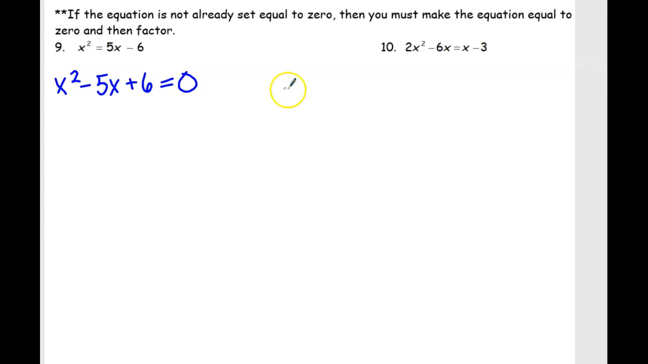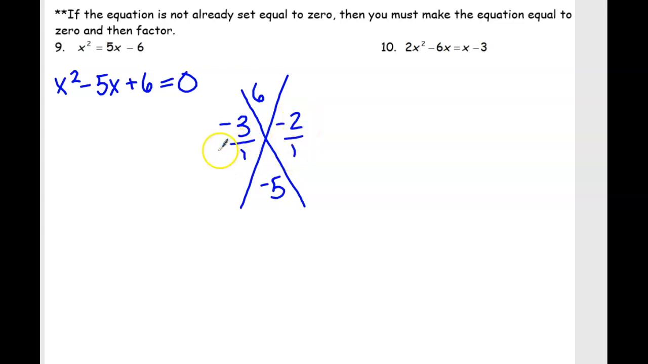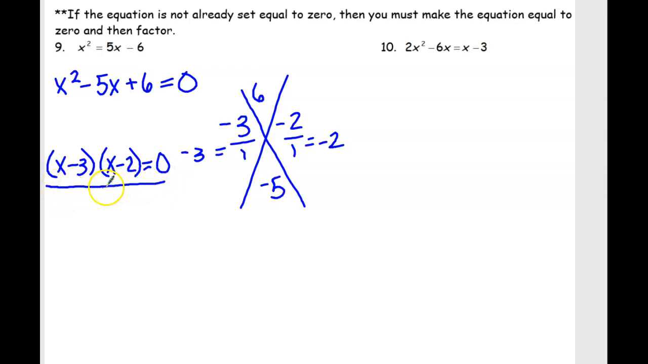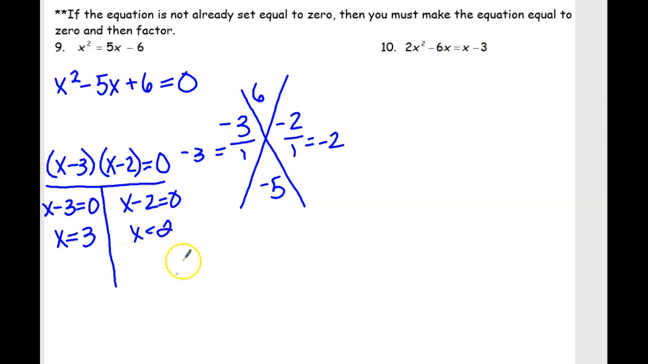Once I do that, I can factor. I know my a, b, and c. 1 times 6 is 6. I've got a negative 5, so I can say negative 3 times negative 2. Again, I always divide by that 1. So when I factor it, I get x minus 3 times x minus 2. I'm going to set it to 0. From there, zero product property, I'm going to set each factor to 0 and solve. X minus 3 is 0, so x is 3. X minus 2 is 0, so x is 2. So my solution is 2, 3.